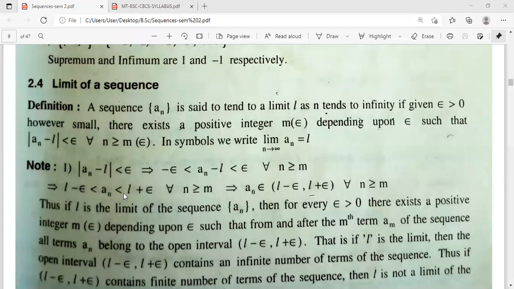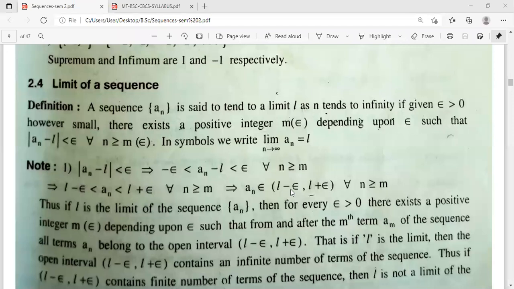That means the meaning of this is a n belongs to the interval L minus epsilon, L plus epsilon for every n greater than or equal to m. You know that already; the same thing you are writing here. Now L minus epsilon less than a n less than L plus epsilon means a n belongs to the open interval. Already you know open interval means it doesn't take the boundary values. It takes the in-between values.